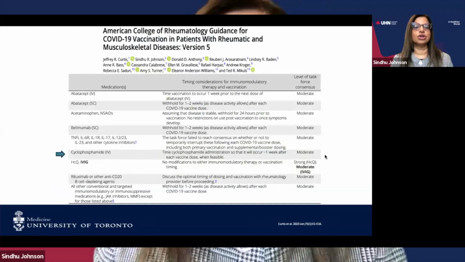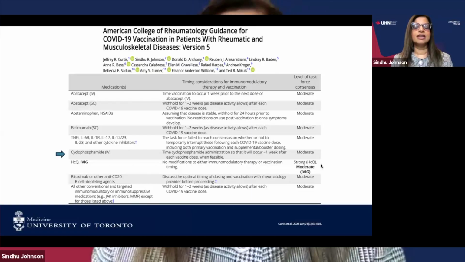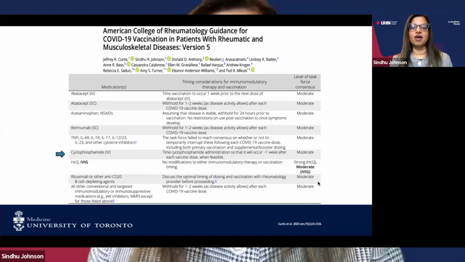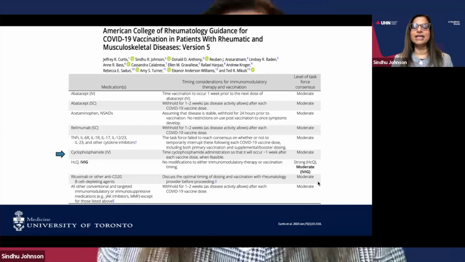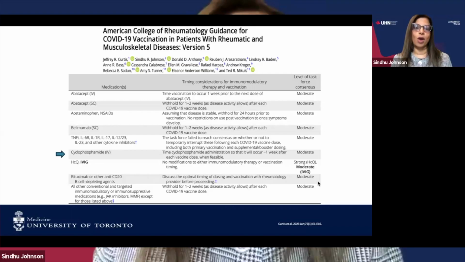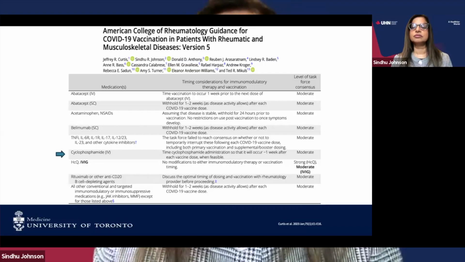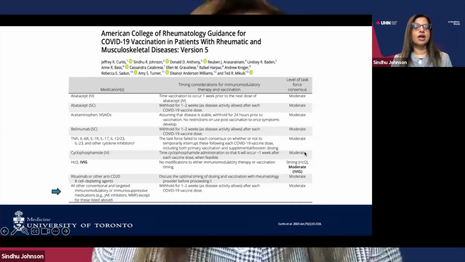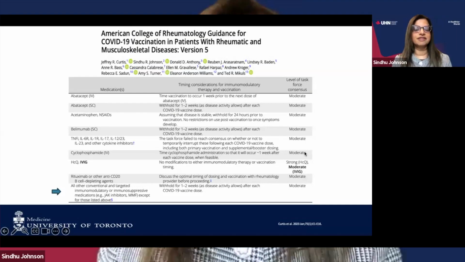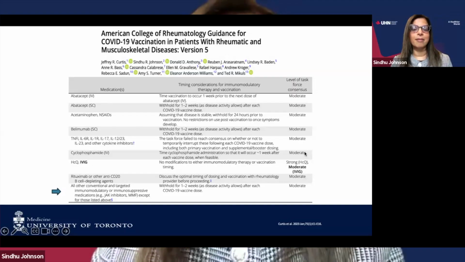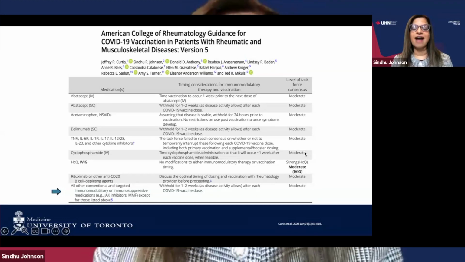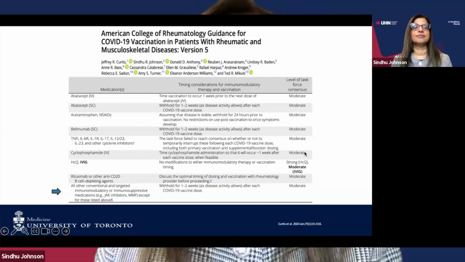With regards to the COVID vaccine, it is recommended with regards to cyclophosphamide that we time cyclophosphamide administration so that it occurs 1 week after each vaccine dose when feasible. And finally, with regards to the other conventional and targeted immunosuppressive therapies, such as JAK inhibitors and MMF, it is recommended to withhold these medications for 1 to 2 weeks as disease activity allows after each COVID-19 vaccine dose.